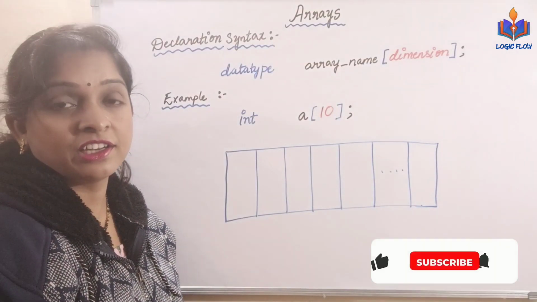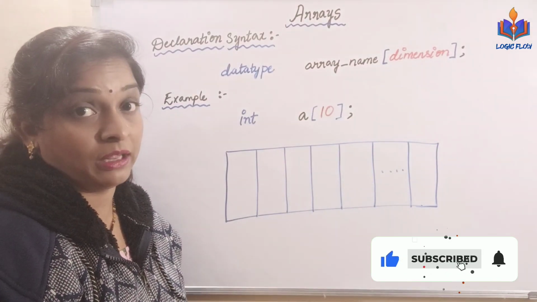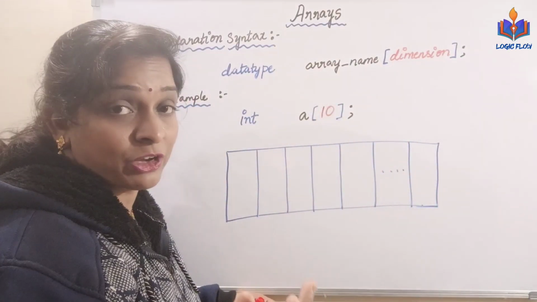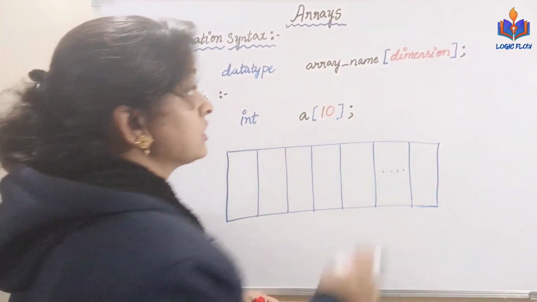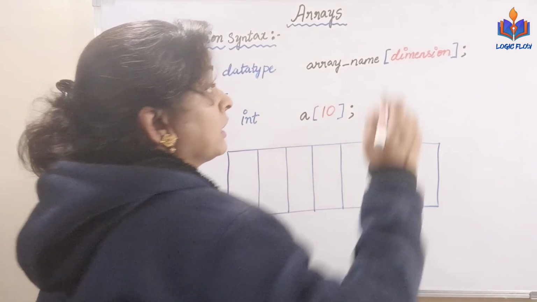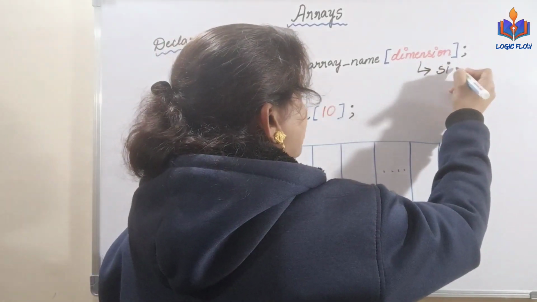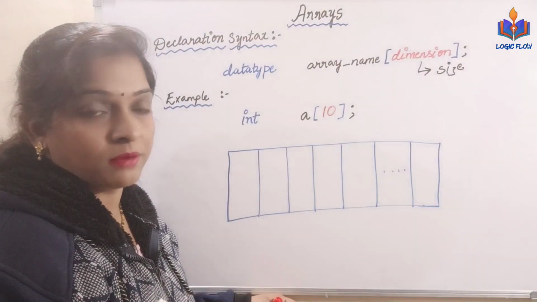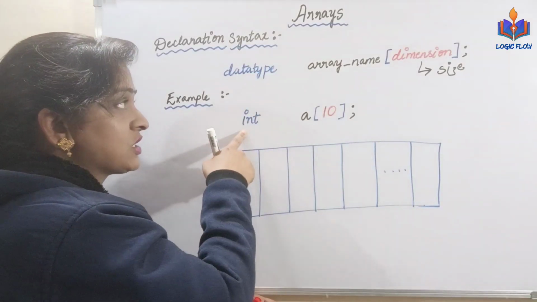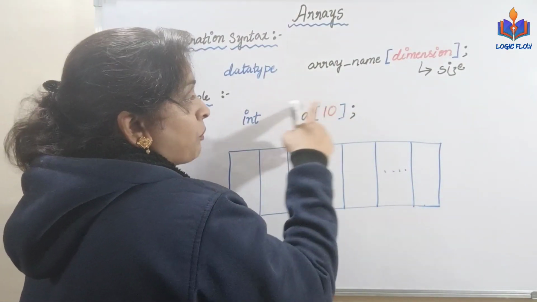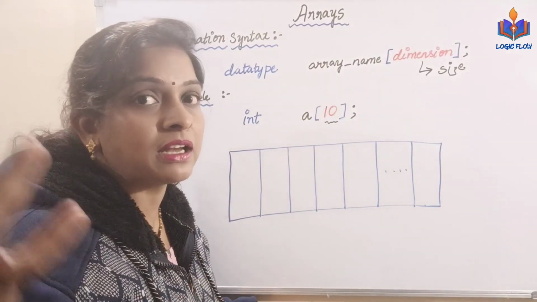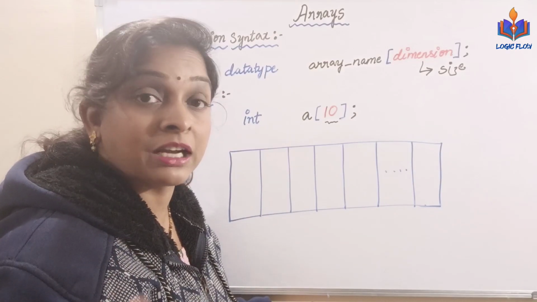So let us see the declaration syntax and an example to declare an array variable. It is the data type followed by the array name, a user-defined name, for which we need to follow the naming conventions of identifiers, followed by the dimension in square brackets. You should not use round brackets, it is square brackets. The dimension specifies the size of the array, and then a semicolon. For example, I am going to create an integer array. I say data type int, array name A, and within square brackets I specify the size as 10. So 10 means maximum 10 elements I can store, not more than that, but it can be less than that.